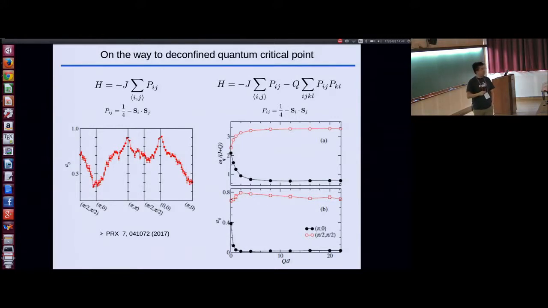The true transition actually happens somewhere around 20. So the valence bound solid is above 20. Even here you are still in the Néel phase, but the weight of that magnon vanishes very fast, right? You can see this from here.